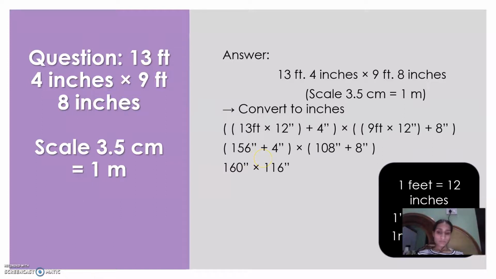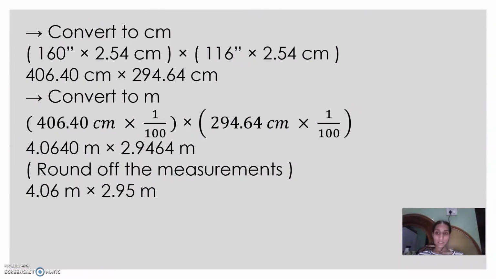As we know that the units are not the same now, we have to convert it into centimeters. For converting inches into centimeters, 1 inch is equal to 2.54 centimeters, so we'll be multiplying by that. So 160 inches into 2.54 centimeters gives us 406.40 centimeters, and 116 inches into 2.54 centimeters gives us 294.64 centimeters.